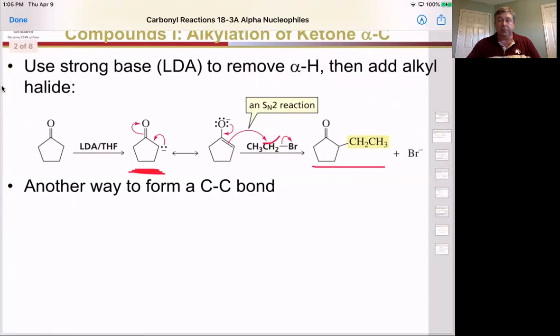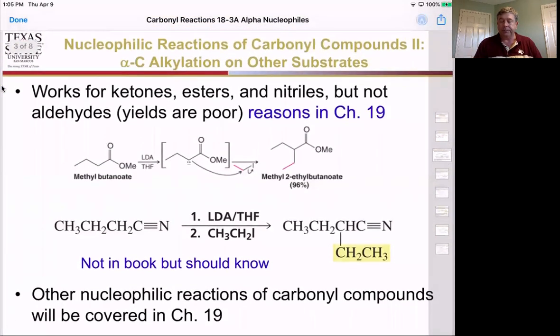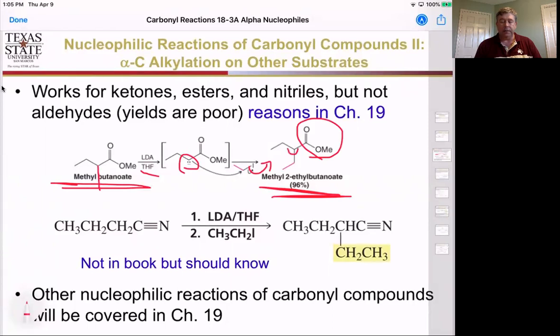Okay, so let's use that in additional reactions right here. In this case, we're going to start with our ester here, and we're going to deprotonate at this position using LDA to give us our nucleophile. Once we form our nucleophile, we can then displace iodine from this alkyl halide to generate our product here as our methyl ethyl butanoate. Okay, so we still have our ester intact, and all we've done is add alkylation at that alpha carbon.